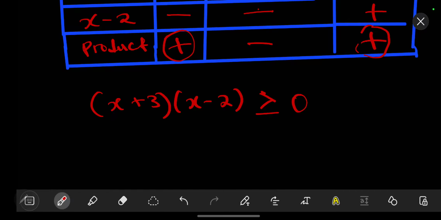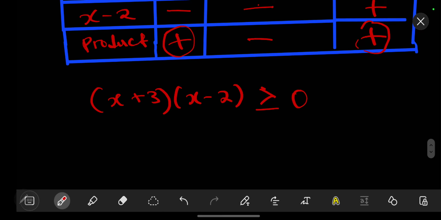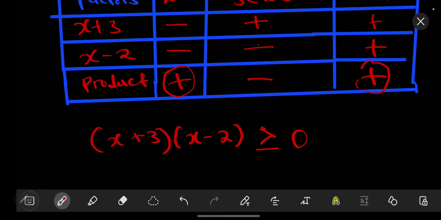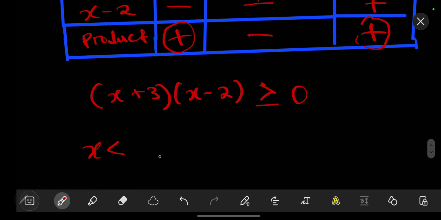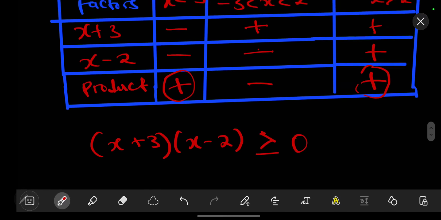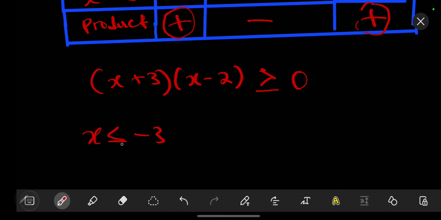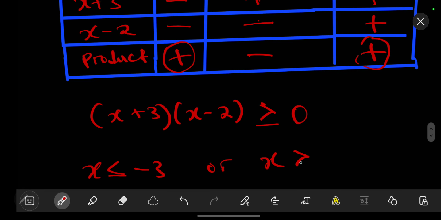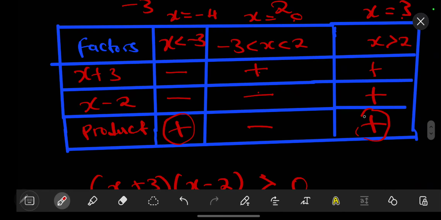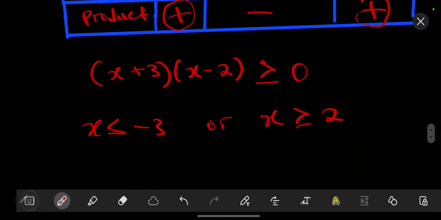So we are going to take our positives like that. The interval that corresponds to that is x less than negative 3, which is allowed. Since the original inequality said less than or equal to, we can do this. Then we also have x greater than or equal to 2. So we are also going to take this interval since it's giving us a positive, like that.